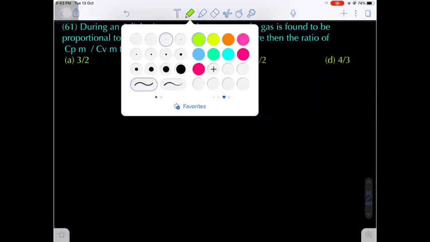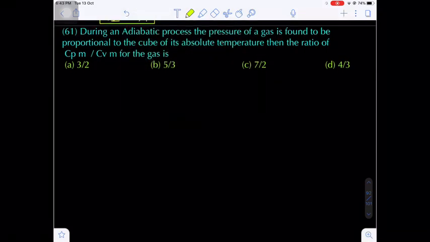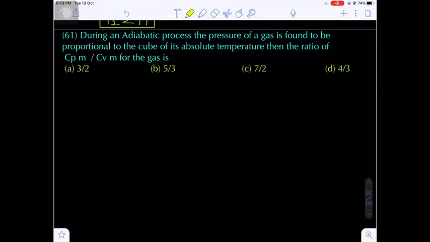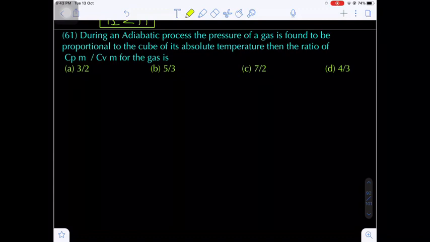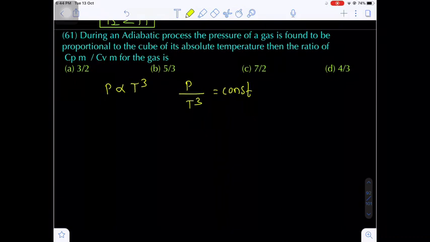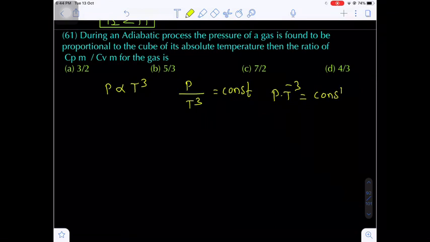Now, what will be the question number 61? During the adiabatic process, the pressure of a gas is found to be proportional to the cube of its absolute temperature. What is the meaning of this one? Pressure of a gas is directly proportional to the cube of the absolute temperature. Okay. Now from here, shall I write P upon T cube is equal to constant? Yes, P by T cube is equal to constant. From here, I am writing P into T to the power minus 3 will be equal to constant.